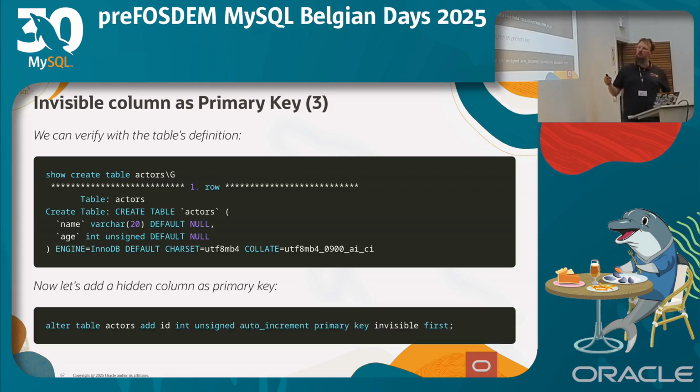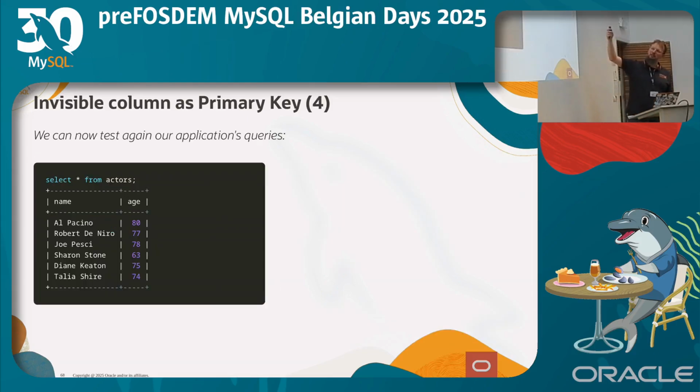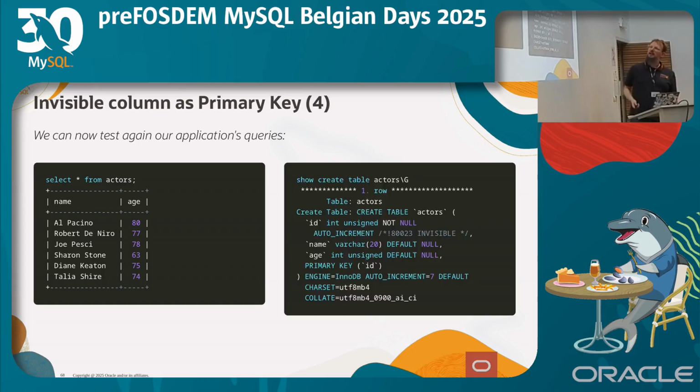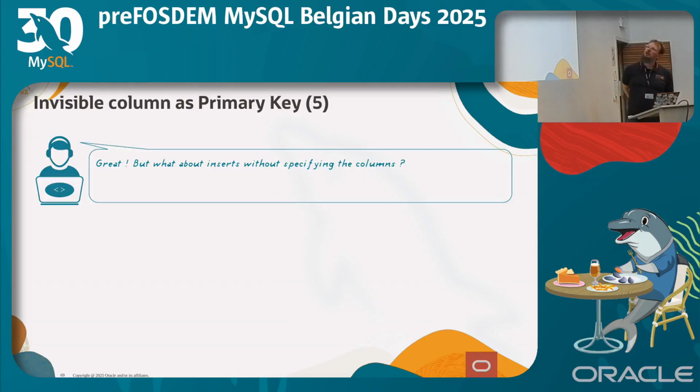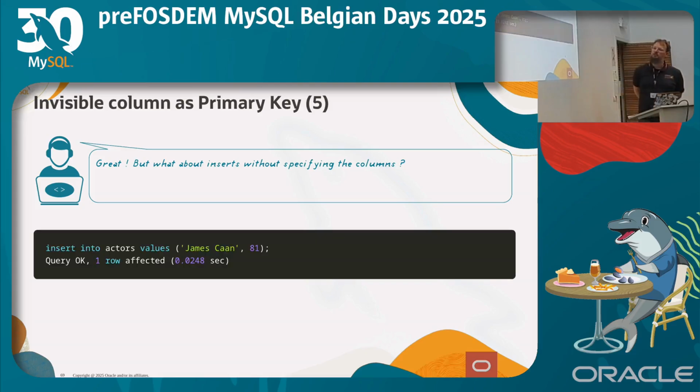So let's add a hidden key that we're going to use as a primary key. We do the alter table, and we add this auto increment invisible first. When we do this, if we do the select again, we don't see anything, but if we check how the table is created, we can see that we have this auto increment invisible. So we are happy, but can we insert data into this strange table without specifying any columns?